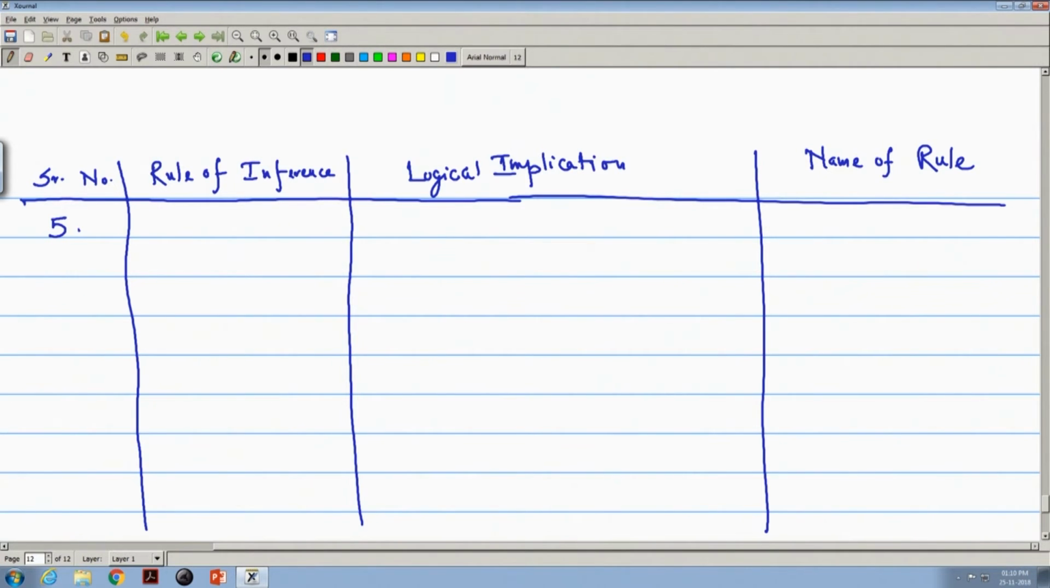So, these are very simple. If P is true, then P or Q is true. So, the logical implication is simply P implies P or Q, and the name is addition, since the disjunction or is called the addition.